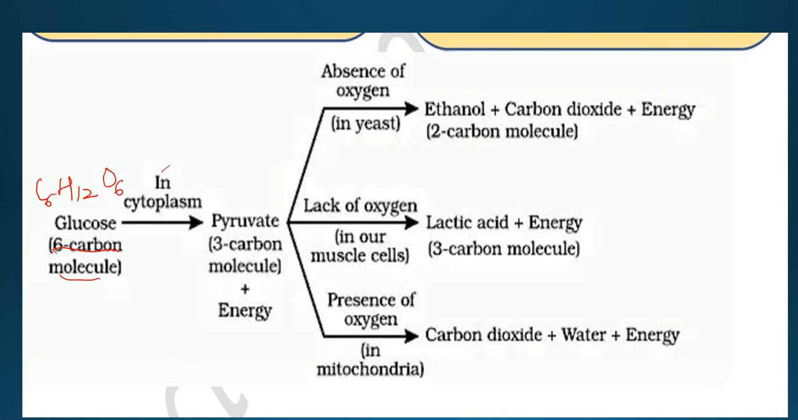In the cytoplasm of our cell, look here, this is your cell, this is your nucleus, and this is your cytoplasm. The whole activity takes place in this cytoplasm. It can get converted into a 3 carbon molecule. It was 6 and changed into a 3 carbon molecule called pyruvate.